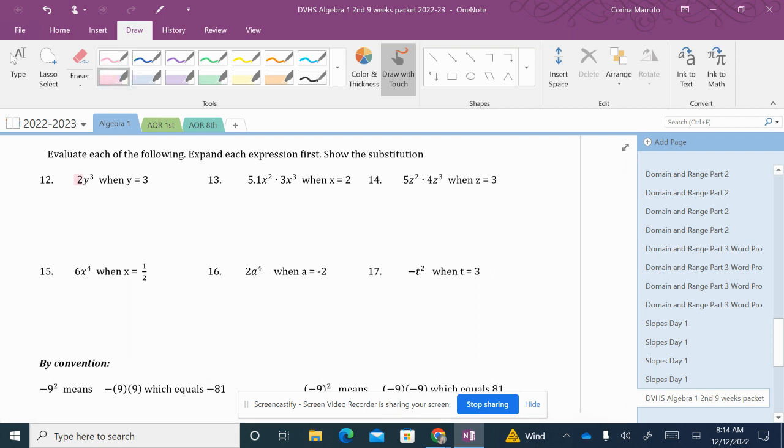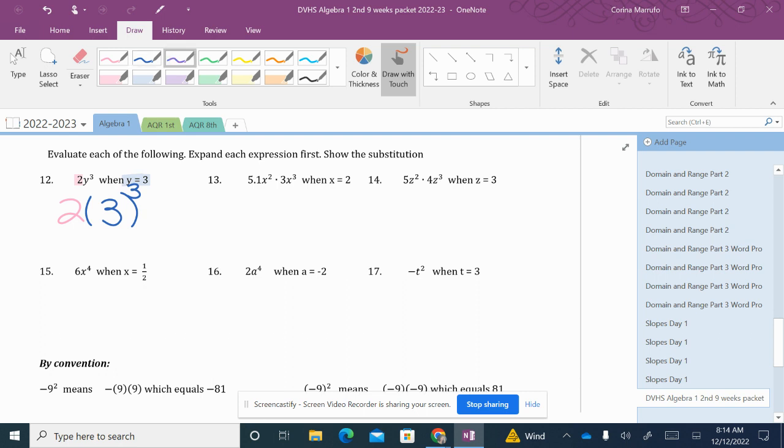Now the 2 stays the same. Remember, for the letter y, we're going to leave parentheses, and then it's to the 3rd power. Instead of y, they want us to plug in a 3, so that's what we're going to put in here. Then we go ahead and put this in our calculator: 2 times 3 to the 3rd power.